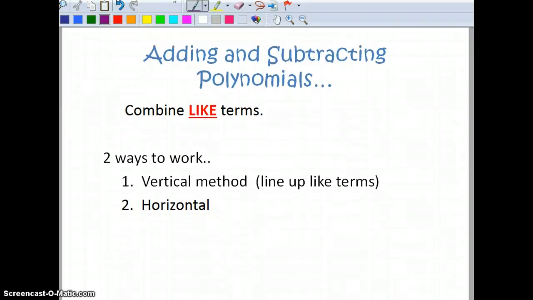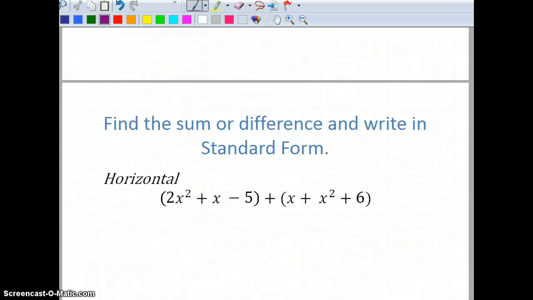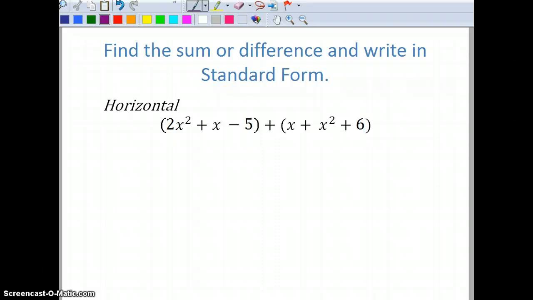Okay, now we're going to be adding and subtracting these polynomials. The main part of this is you're going to be combining like terms. You've got two ways you can work them. You can use the vertical method where we're just going to line up the like terms, or you can use the horizontal method. I'm going to let you choose which one works best for you. Okay, find the sum or difference and write it in standard form.